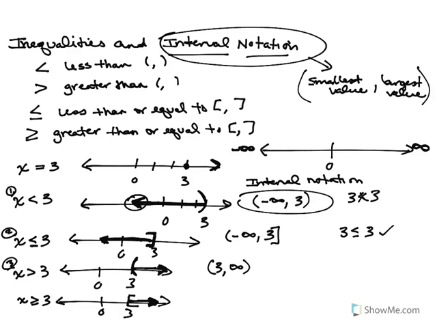Regardless of the or equal to symbol, anytime you have an infinity, you will always use parentheses on your infinities. Infinities are not a definitive value that you can actually touch or count, so we can't actually hold an infinity. We can't put a bracket on an infinity because it's not something we can actually take part in. So we always use a parenthesis because it's not something we can actually count.